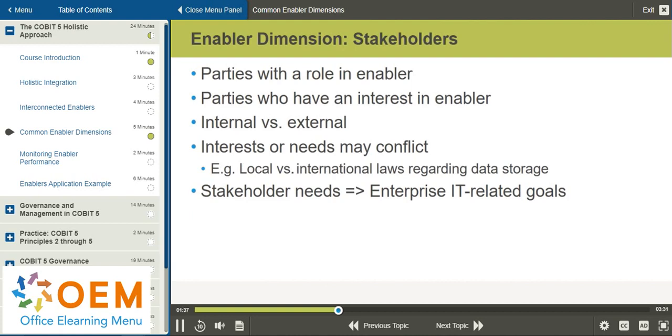Essentially, they have an interest in an enabler, or more specifically, they have an interest in some kind of information related to that enabler. Stakeholders could be internal, such as employees, or they could be external, such as regulating bodies or customers. But with all these different types of stakeholders, you're bound to have needs conflicts. For example, local versus international laws regarding where and how data is stored. And this is especially true if we're dealing with cloud-based storage. In the goals cascade with COBIT 5, stakeholder needs cascades down to enterprise IT-related goals.